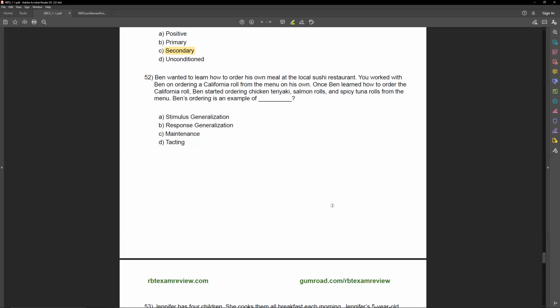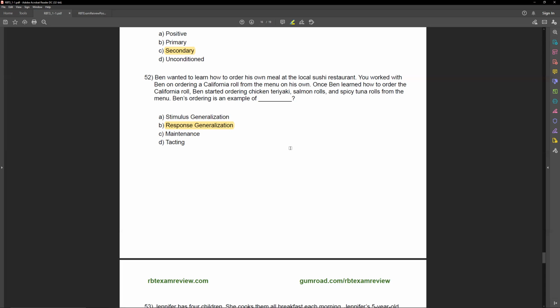Okay. Well, Ben is ordering a California roll. He's ordering chicken teriyaki. He's ordering salmon rolls. He's ordering spicy tuna rolls. So we're looking at 4 different responses. Okay. How many stimuli? Well, we're looking at one menu, one stimulus. And when we have one stimulus and multiple responses, what is that an example of? That is response generalization.